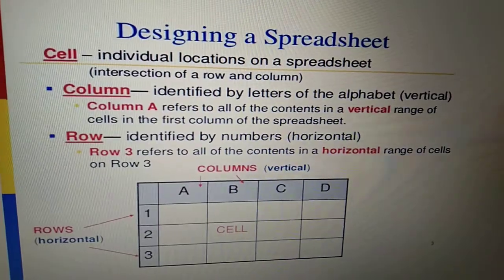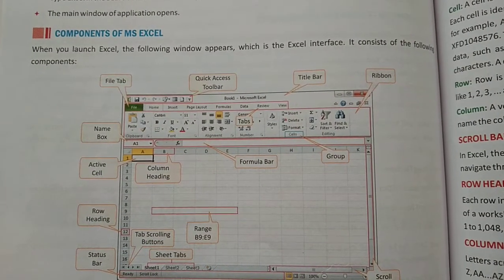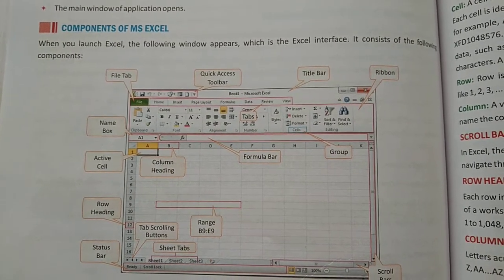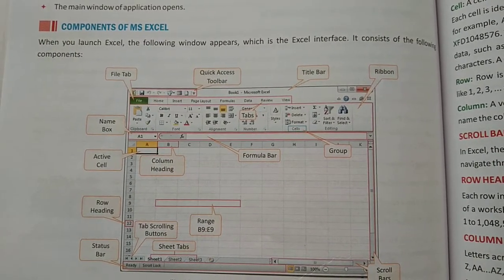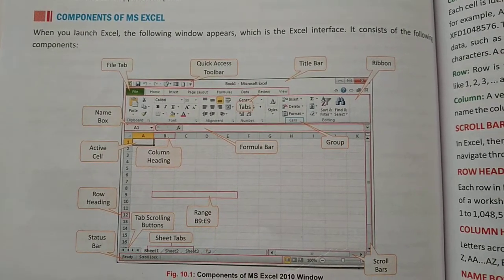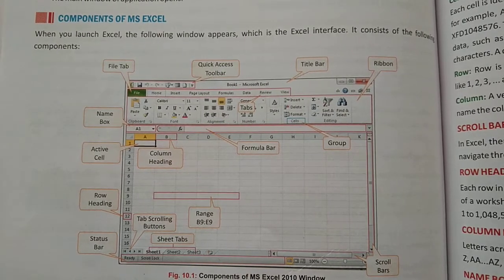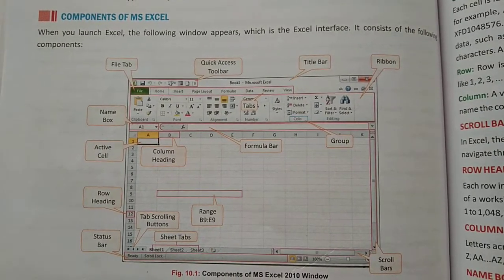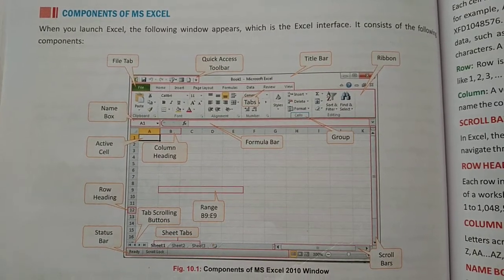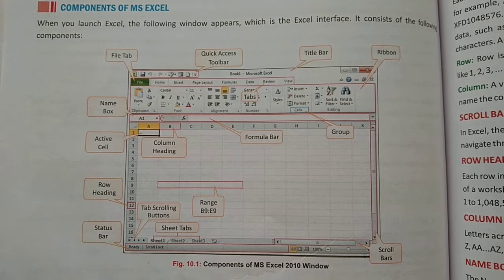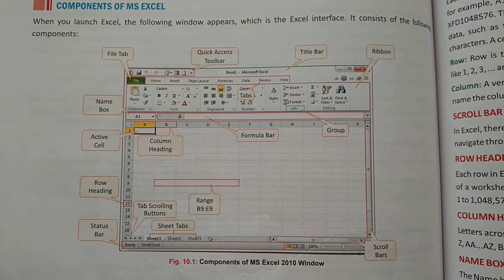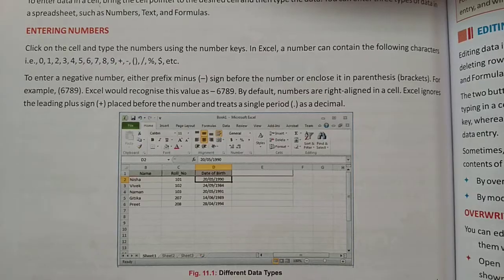horizontal form. In MS Excel, it also contains various components which include the file tab, name box, active cell, column heading, formula bar, group, range of cells, etc. So these are the various components of MS Excel, and they play a very important role in calculating with the various operators. Here operators include various types of calculations like addition, division, multiplication, subtraction, etc.